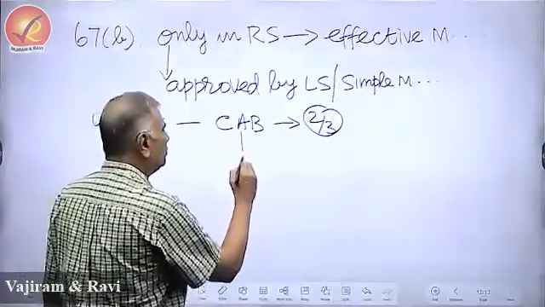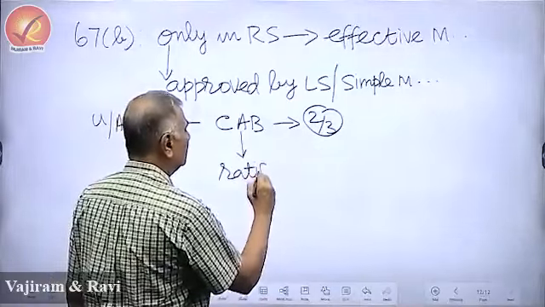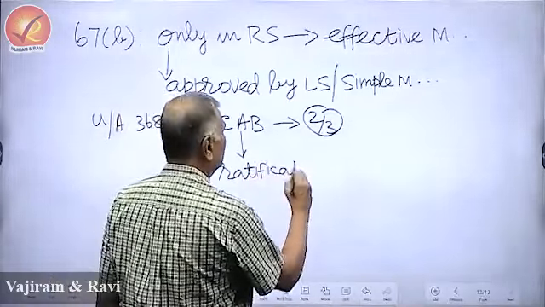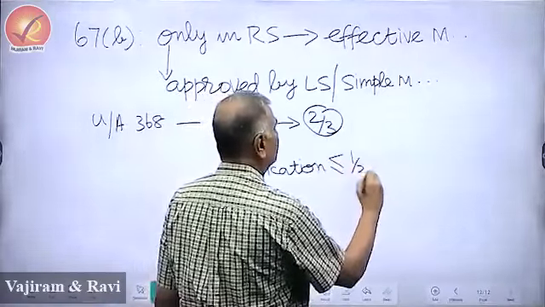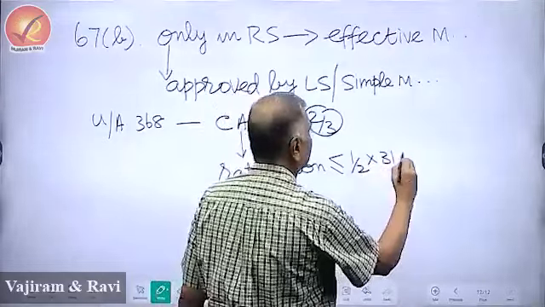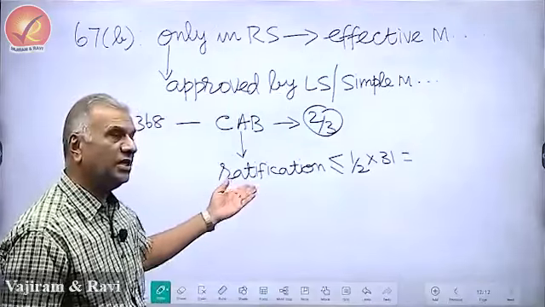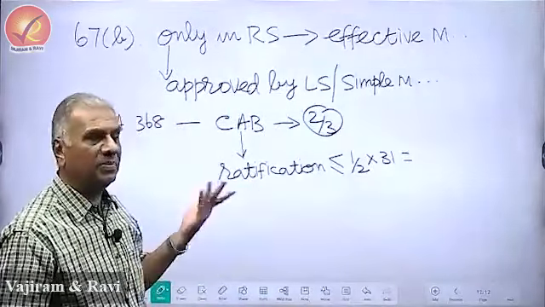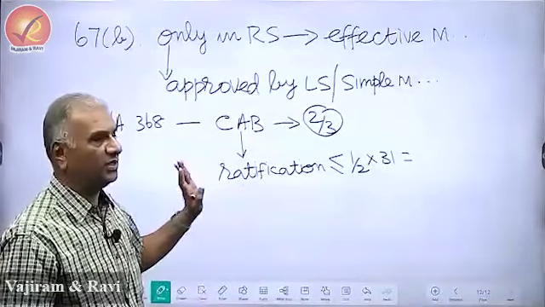And if the constitutional amendment bill needs ratification, then it should be ratified by not less than half of the state legislatures. By what majority it shall be ratified is not mentioned. Therefore, it is presumed to be simple majority.